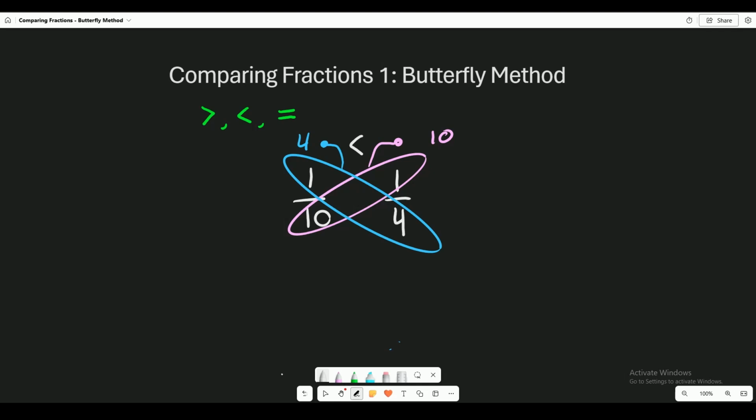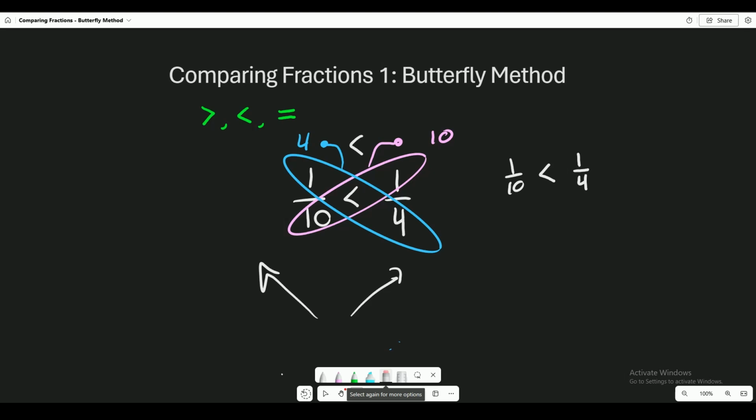Therefore, 1/10 is less than 1/4. So 1/10 is less than 1/4. Just like that. You got to multiply them. 10 times 1 in this direction, and 10 times 1 like that, and 4 times 1 like that. Okay? Always start at the denominator and move up to the numerator, and make sure you multiply crisscross.